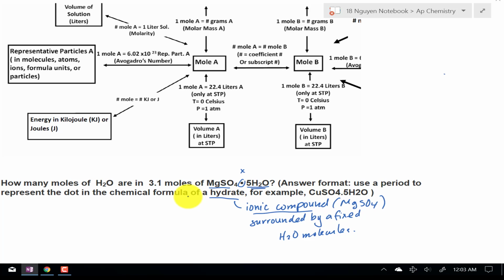So let's go back to the problem. Well, we are looking for moles of water. In this case, this is moles of H2O. And then we are given, as our given right here, 3.1 moles of magnesium sulfate pentahydrate. So we have a given 3.1 mole. And again, we're starting with the unit moles of A. Always start on side A, okay? And in this case, MgSO4 5H2O. There you go.